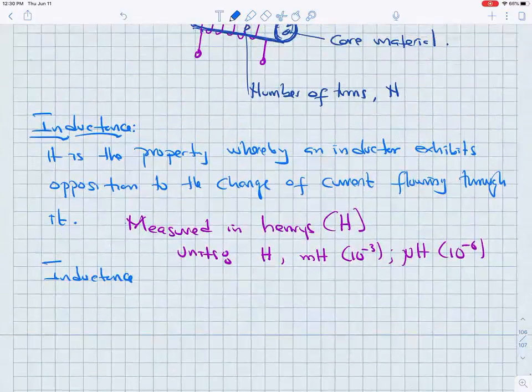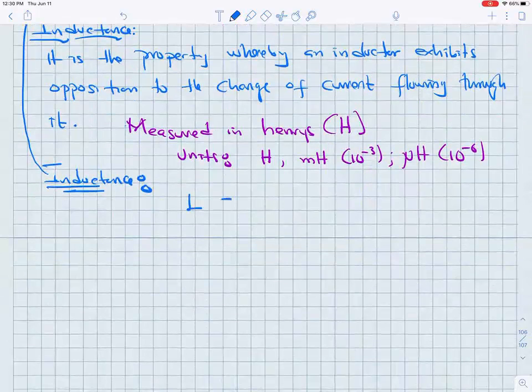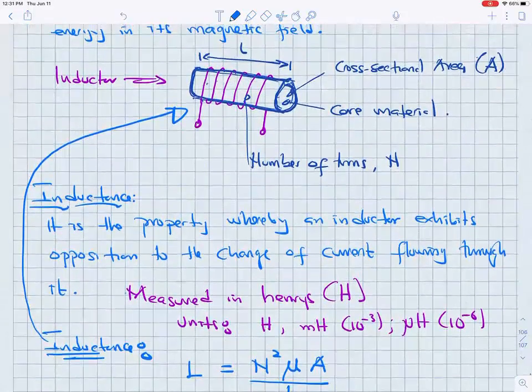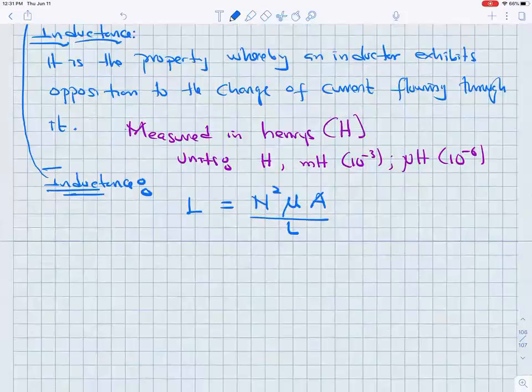Let me go up, and then I'm going to show an arrow which is going over here. The inductance of this material is given by the number of turns squared, the permeability of the core material that we are using, the cross-sectional area, and then divided by the length. So that will give you the expression, if you actually physically design this inductor, to be able to compute what the inductance of that inductor is.